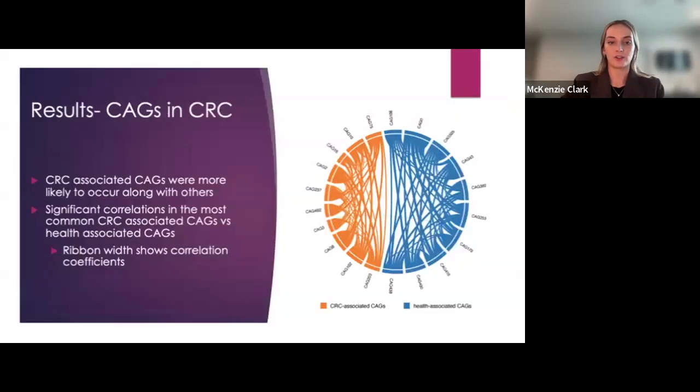Colorectal cancer-associated CAGs were more likely to occur along with other colorectal-associated CAGs. I thought this figure they made was a great representation showing the significant correlations in the most common colorectal cancer-associated CAGs and the health-associated CAGs. And the thickness of these lines shows the correlation coefficients.